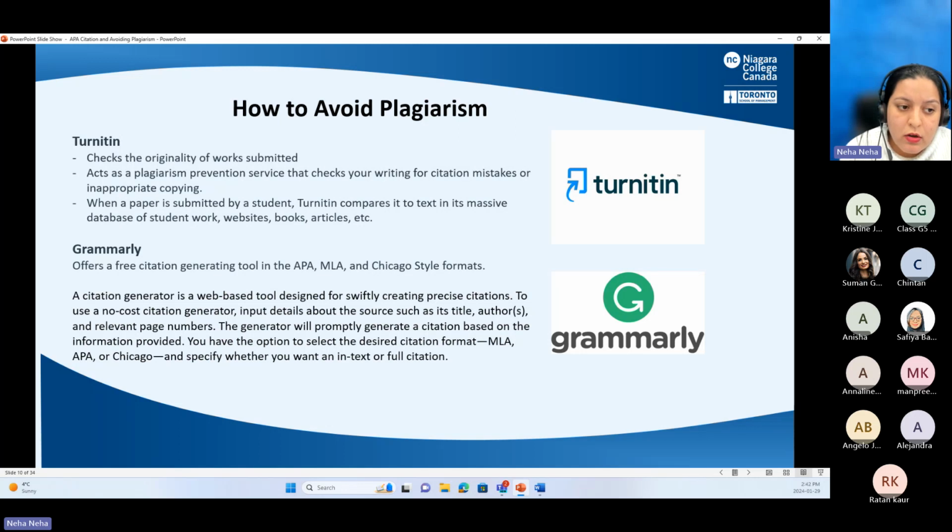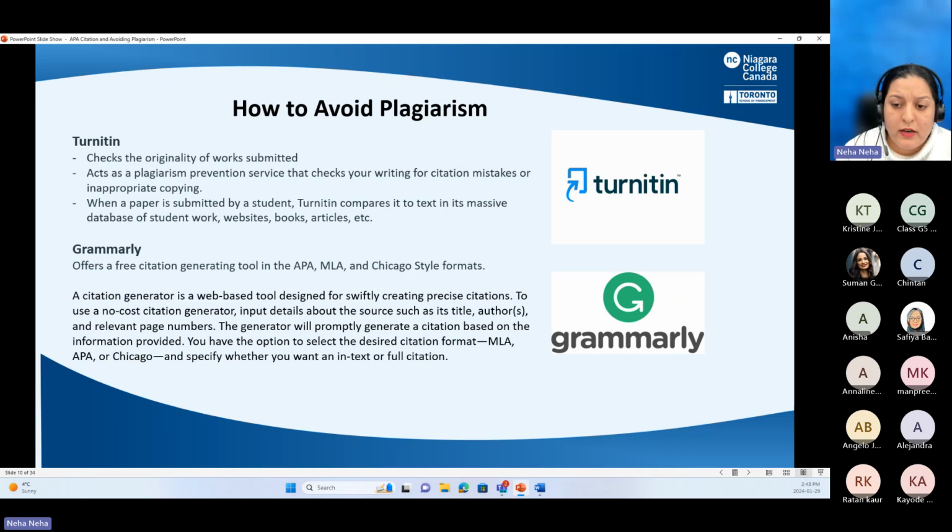Grammarly also offers a free citation generating tool in the APA, MLA, and Chicago style formats. A citation generator is a web-based tool designed for swiftly creating precise citations. To use a no-cost citation generator, input details about the source, such as its title, authors, and relevant page numbers. The generator will promptly generate a citation based on the information provided. Then you will get the option to select the desired citation format, which are MLA, APA, or Chicago, and specify whether you want an in-text or full citation.